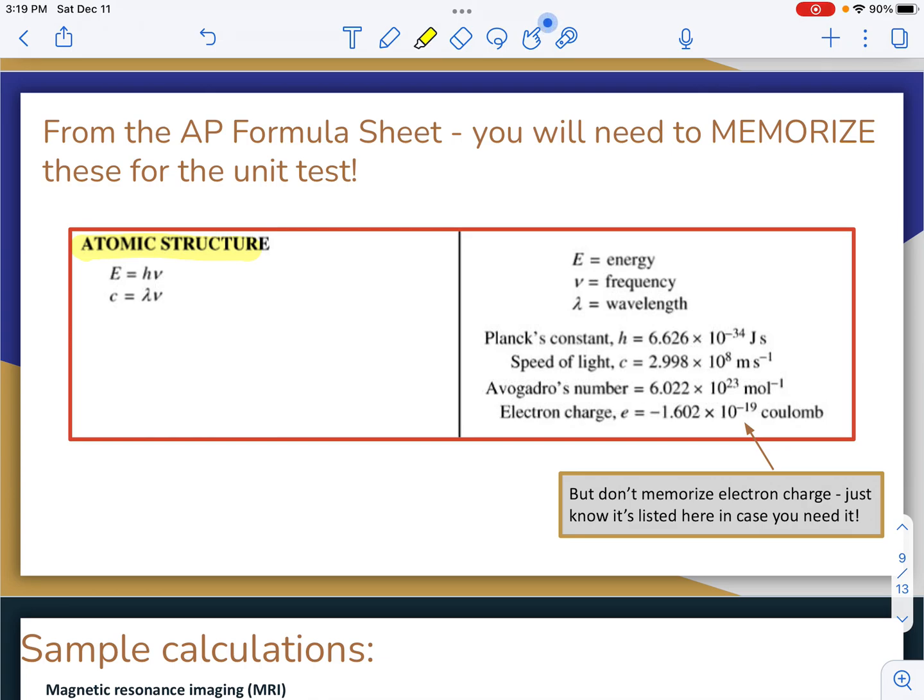You're even given Avogadro's number here in case you forget it for some reason and need it during the exam. Also know that they give you the charge of an electron, but very seldom are there questions that actually ask you to use it. Just try to remember that it's here, so that if something shows up asking you the charge of an electron, you remember that you have that as a resource.